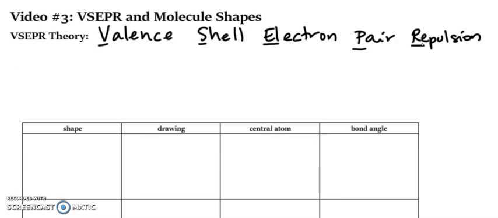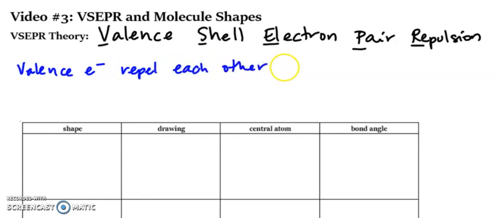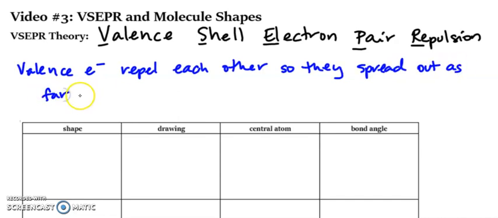So this is, I'll write this in blue, the valence electrons. Remember, because they're all negative, they repel each other, so they spread out as far apart as possible.